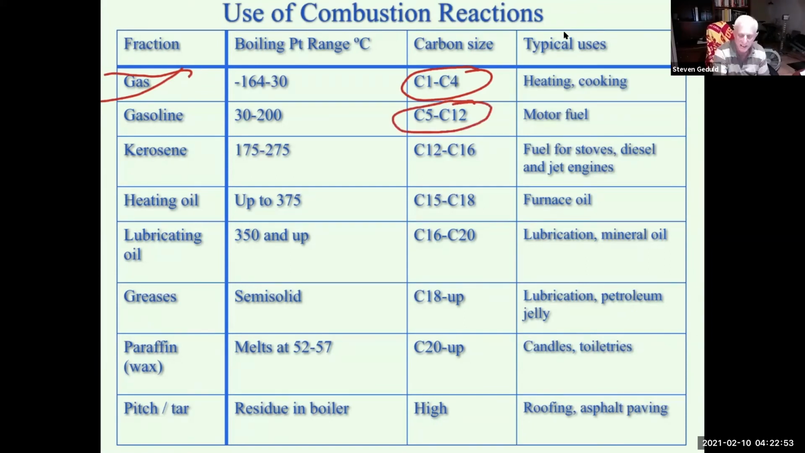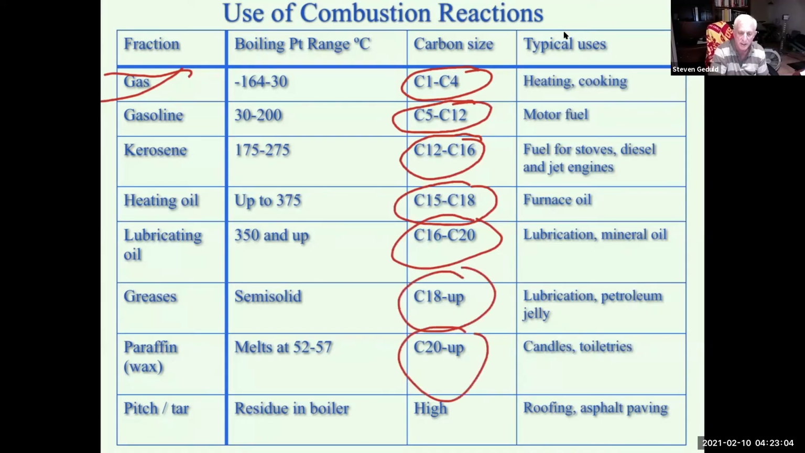Kerosene is C12 to C16. Heating oil, C15 to C18. Lubricating oil, C19, C20. Grease, C18 and up. Wax, C20 and up. Pitch or tar is extremely high. We'll use that for roofing, things like that.